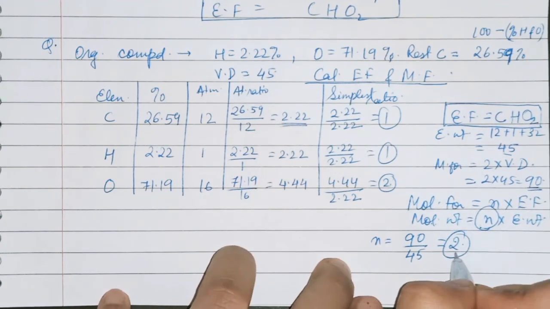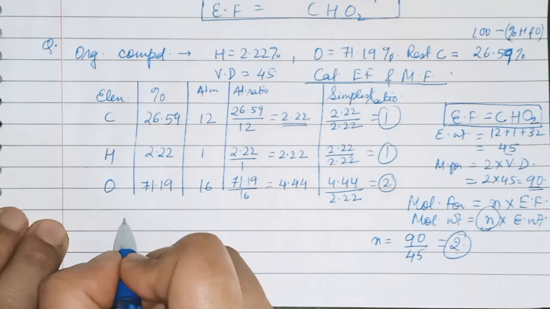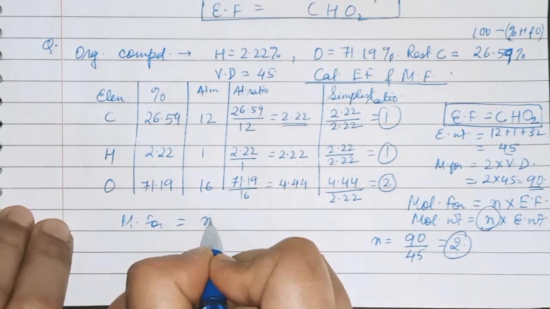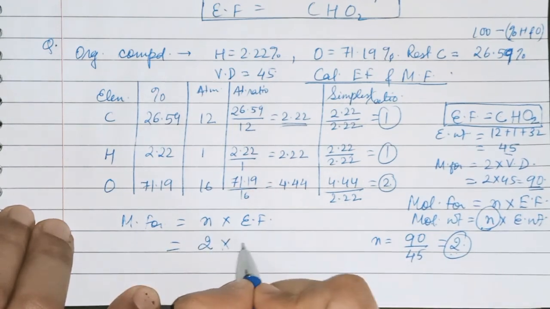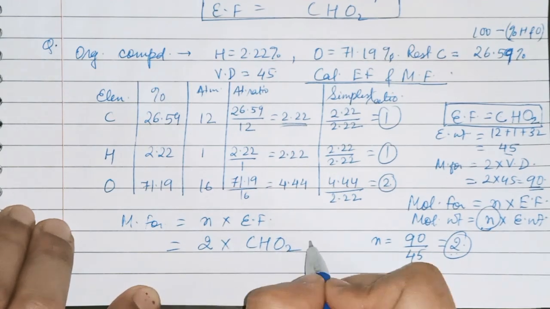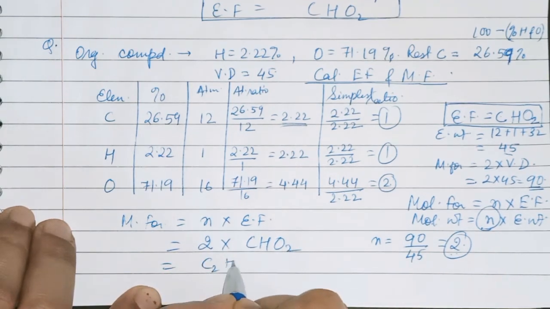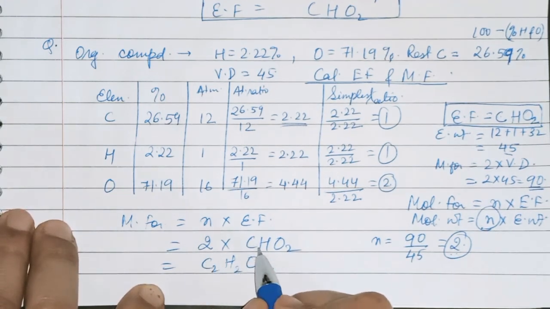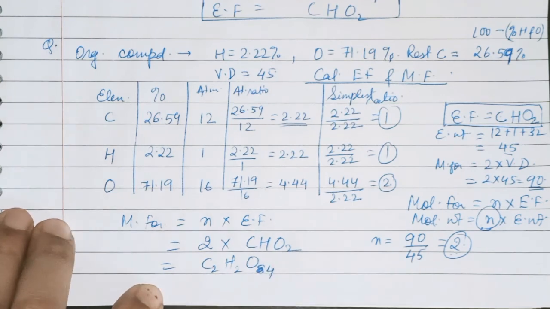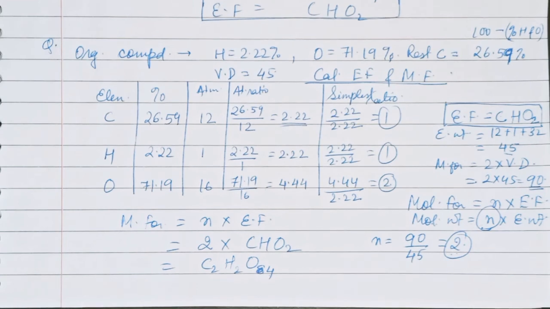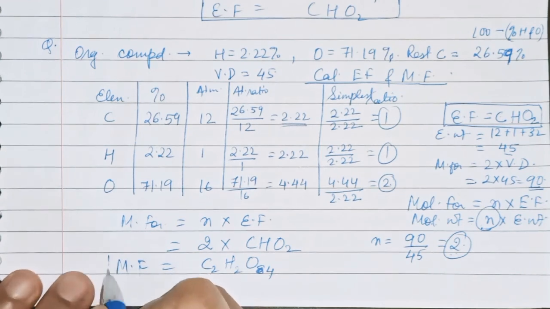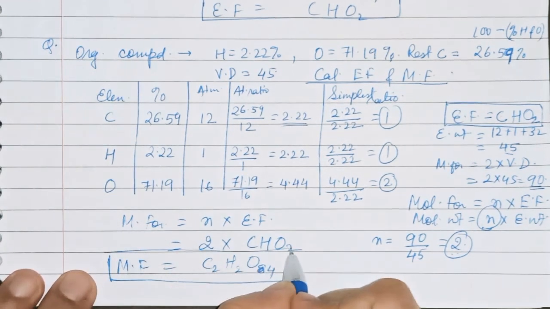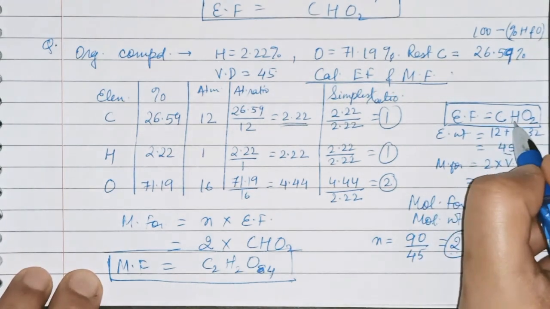Now multiply this 2 by the empirical formula. So molecular formula is equal to N into empirical formula. The value of N we have calculated is 2, and the empirical formula is CHO2. So the molecular formula will be C2H2O4. Okay, C2H2O4 you will get as the molecular formula. So the molecular formula is C2H2O4 and the empirical formula is CHO2.